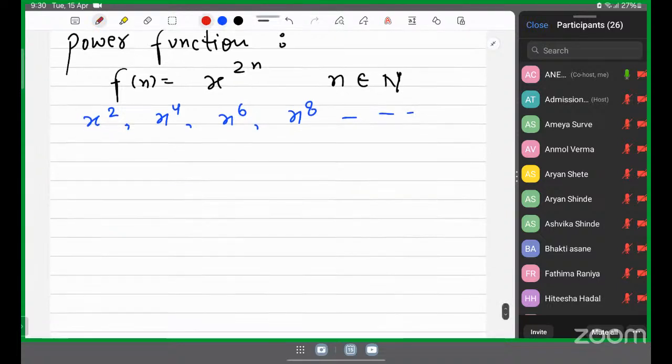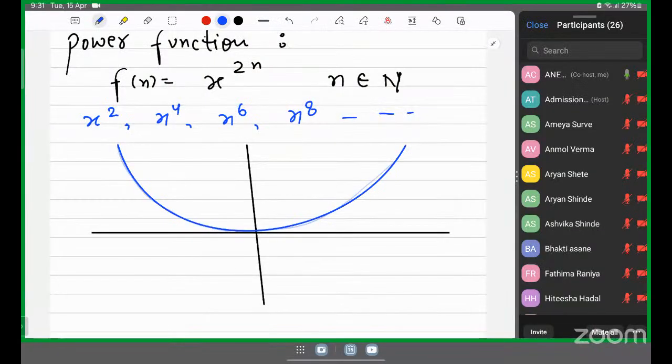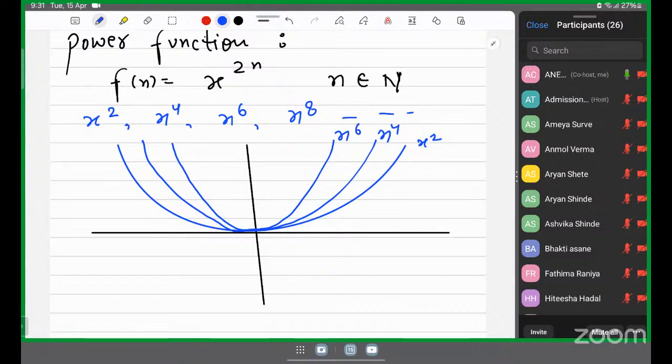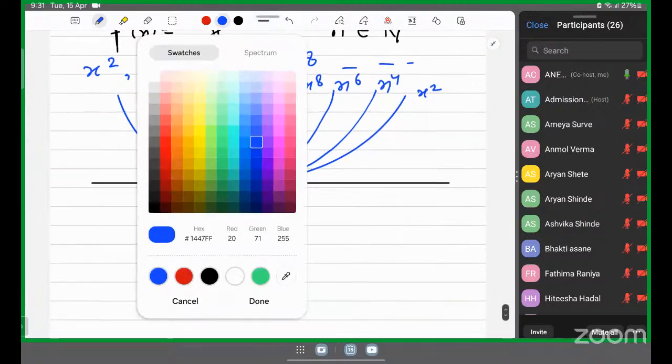All of these functions will have the same base. x square will be somewhat like this. And if you increase the power, x to the 4, the graph will be tilted towards the y-axis. So graph will go like this in case of x to power 4. In case of x raised to power 6, it will again go closer to the y-axis. In case of 8, again it will go closer to the y-axis. This is the behavior. And all these members of the family have the same domain.